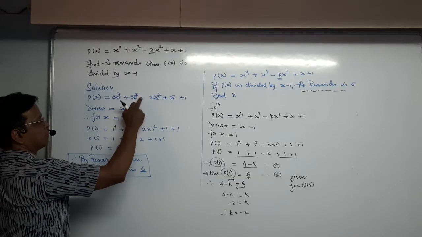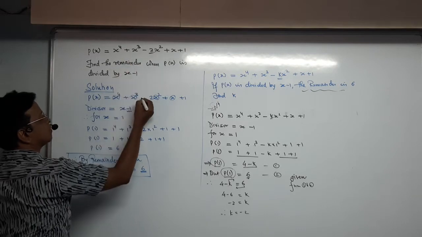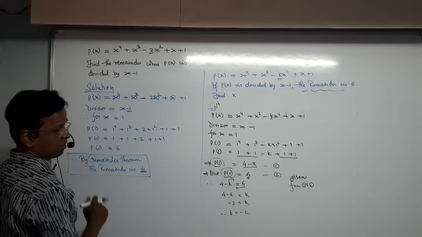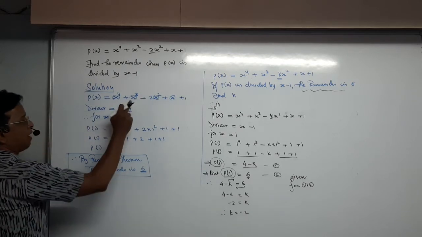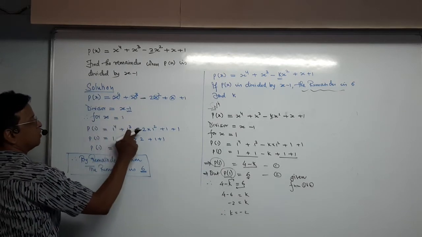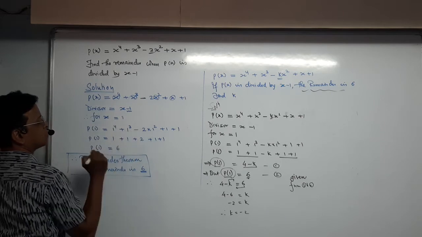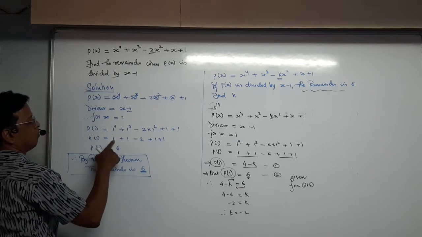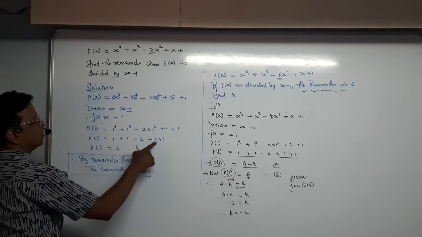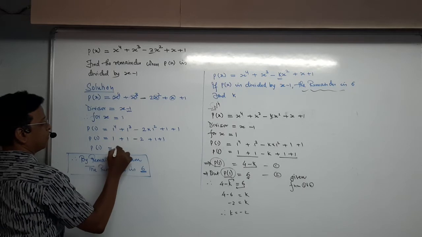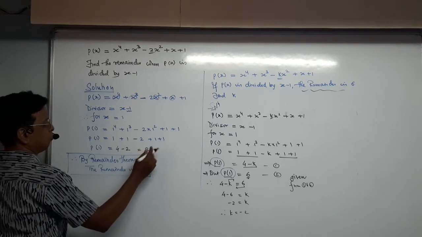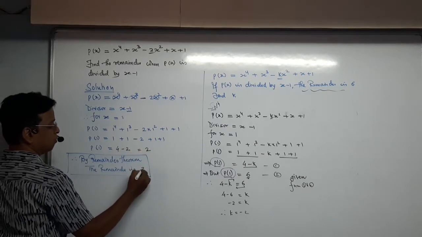Plus, this is minus. That's why the signs are not matching. This is minus, so this also will be minus, so this also will be minus. So this will be 1 plus 1, 2, 3, 4. I will get 4 minus 2. 4 minus 2 will be 2. So here the answer is actually 2.